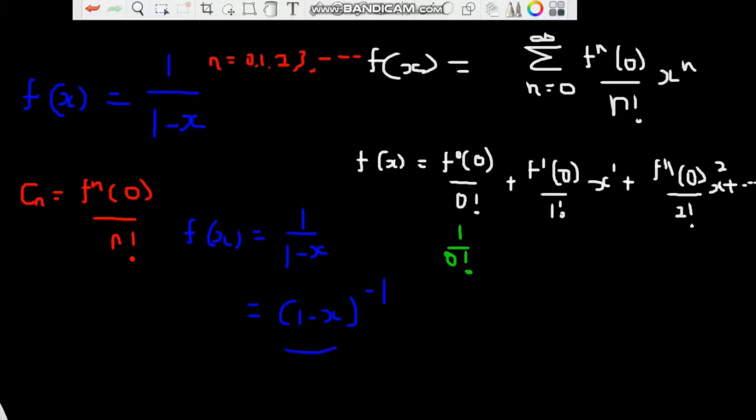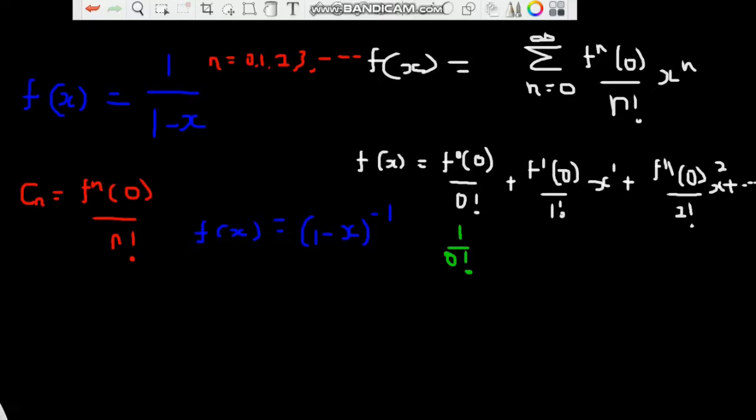We are using the function in this form because when we try to use it in the quotient form, it might be a bit complicated. So let's write the function in this form and then find the derivative of it. So now we have our function f of x equal to 1 minus x to the power minus 1. Now let's find the first derivative of this.